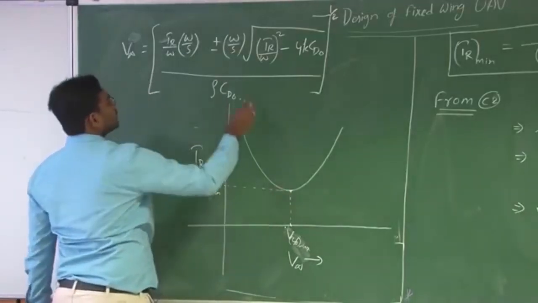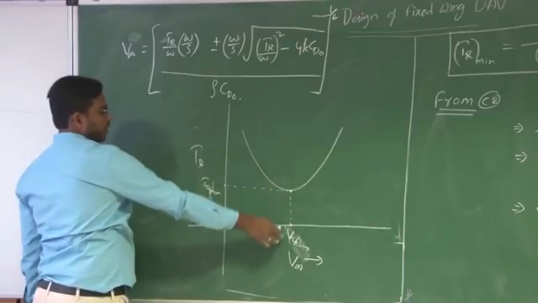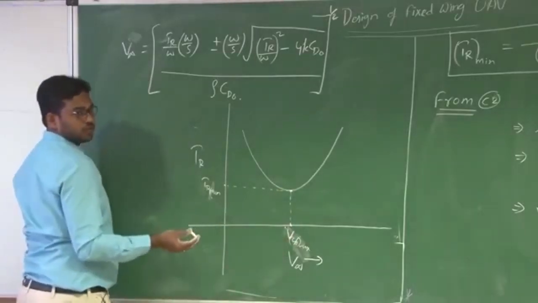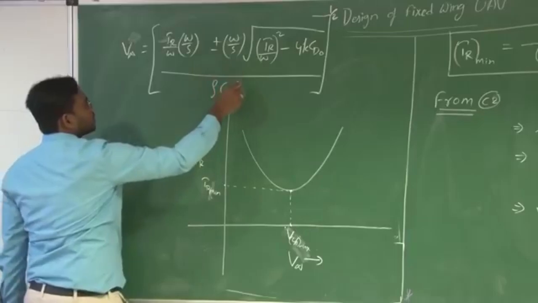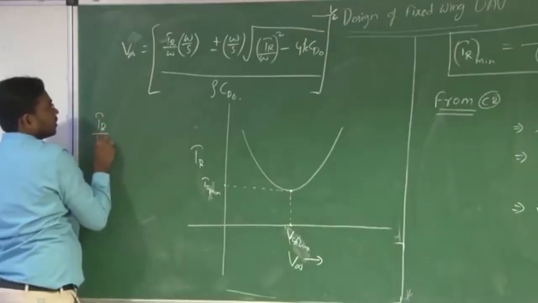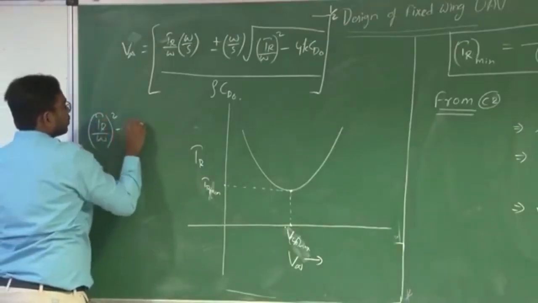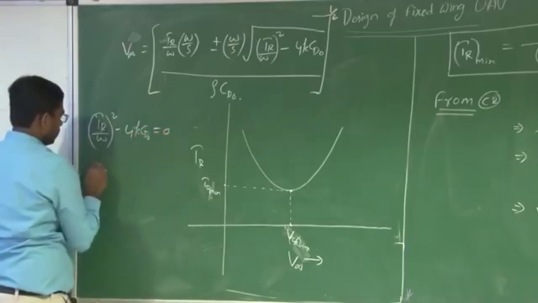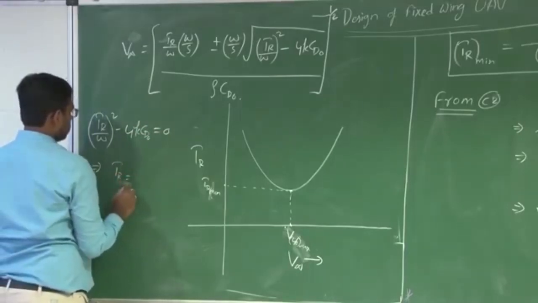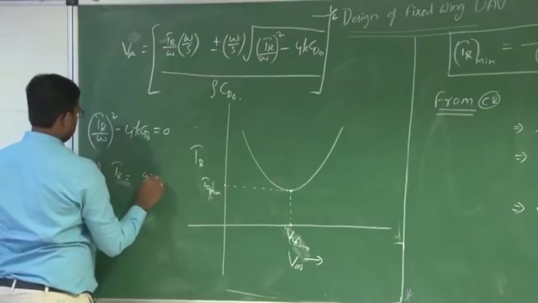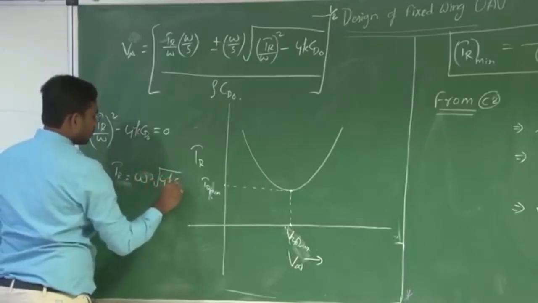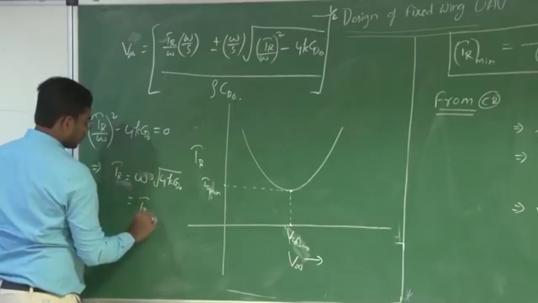Now this particular case is when you have a unique solution. Here for a given thrust required, you have only one velocity, which is the velocity for minimum thrust requirement. That can be achieved when B square minus 4AC equals 0, that is, thrust required by W whole square minus 4K CD naught equals 0. This implies thrust required minimum equals W by W into root over 4K CD naught, which is the condition for minimum thrust required, right?